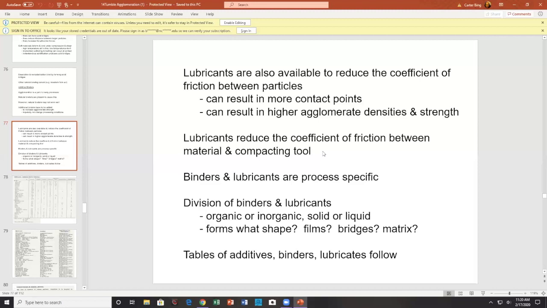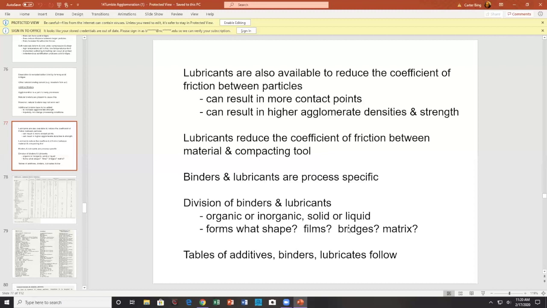Binders and lubricants are process specific. Is it organic or inorganic? Binders, lubricants, solid, a liquid. Is there a gas lubricant? Is there gas binders? I'm curious about that. Gas binders, that's kind of an interesting concept there. Anyway, forms what shapes, films, bridges, whatnot.